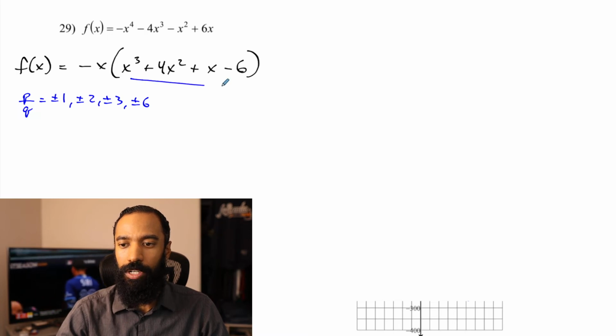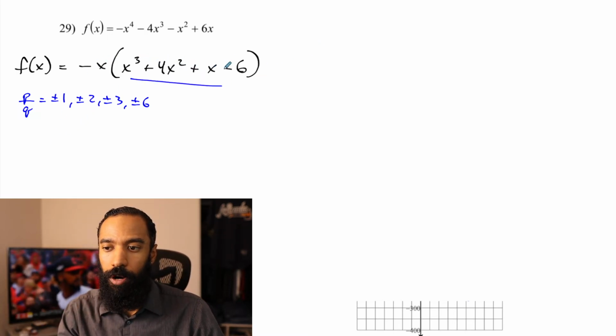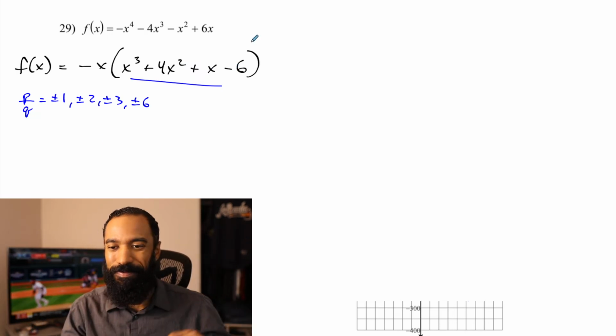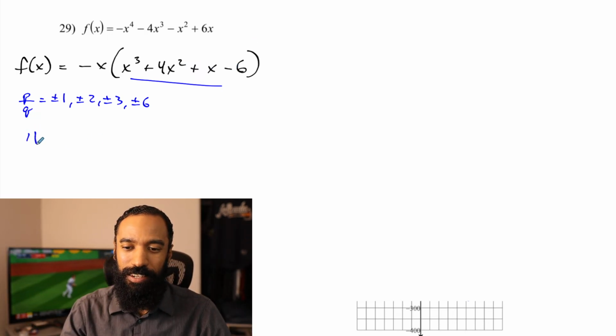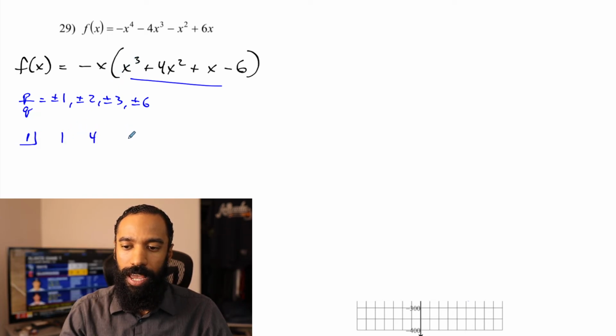This one right here. We're testing inside there, right? Let's try 1. 1 plus 4 plus 1 minus 6. Yes, it works. So let's use synthetic division on that 1 right there. So 1x cubed plus 4x squared plus 1x minus 6.